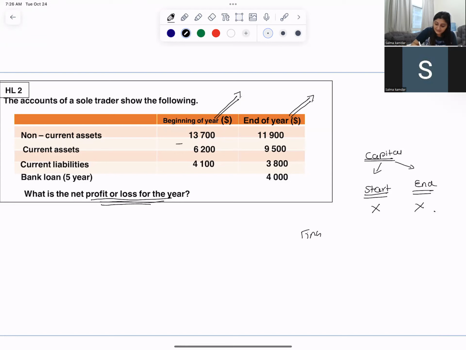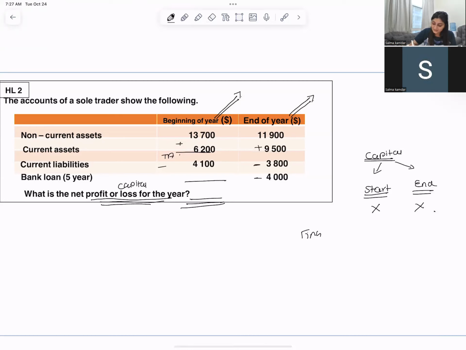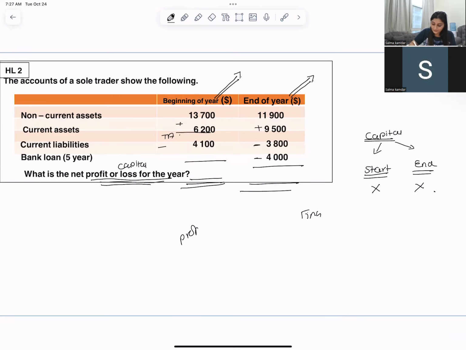Non-current assets plus the current assets will give you total assets. From the total assets, when you subtract your total outside liabilities, you will get your capital. So 13,700 plus 6,000 minus 4,100 will give you opening capital. 11,900 plus 9,500 minus 3,800 minus 4,000 will give you your closing capital. And then you can find out your profit. You have to try this sum yourself.